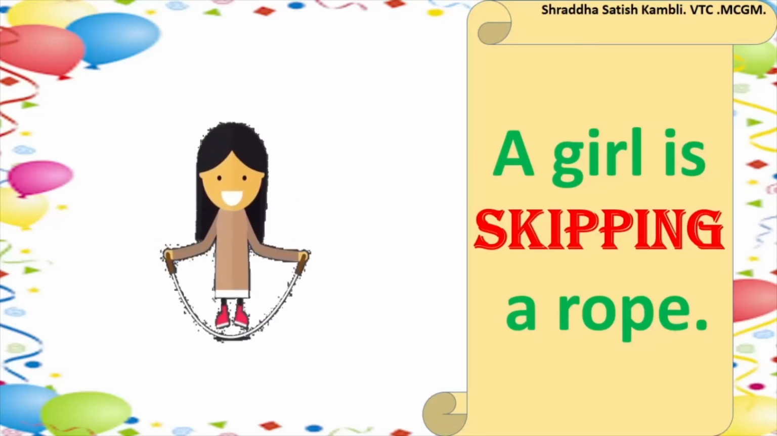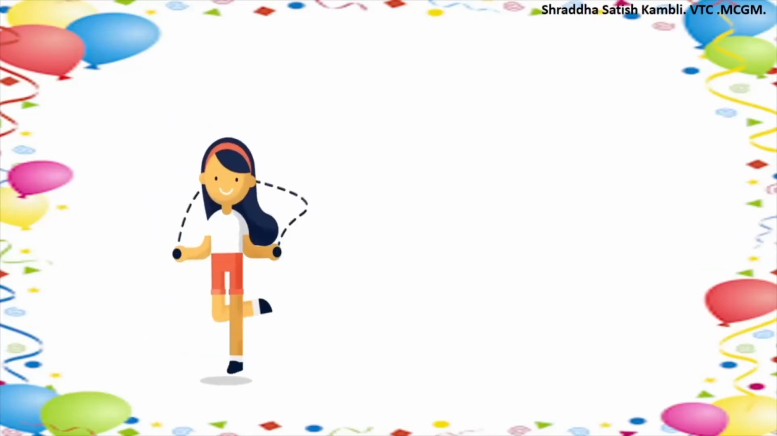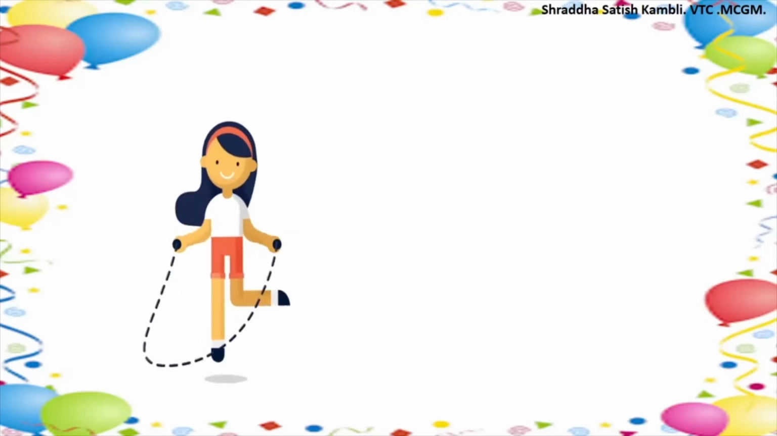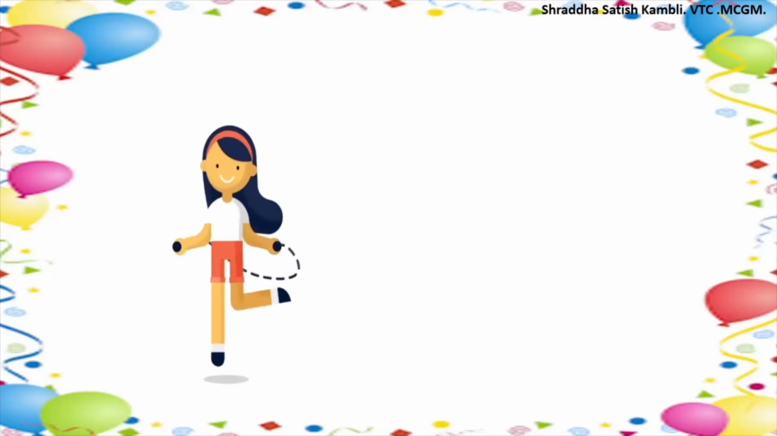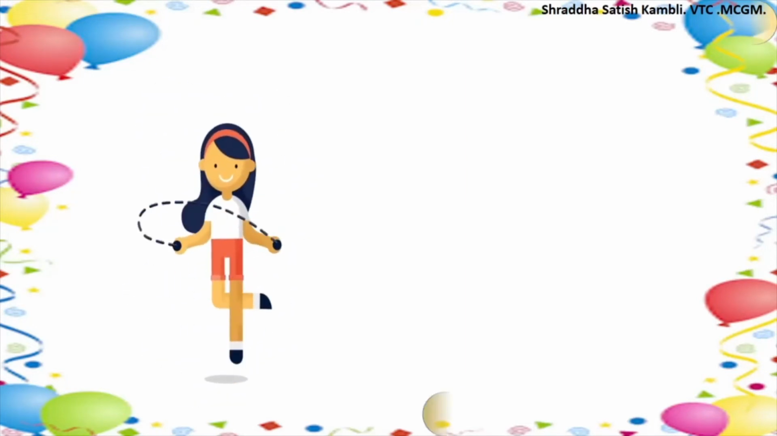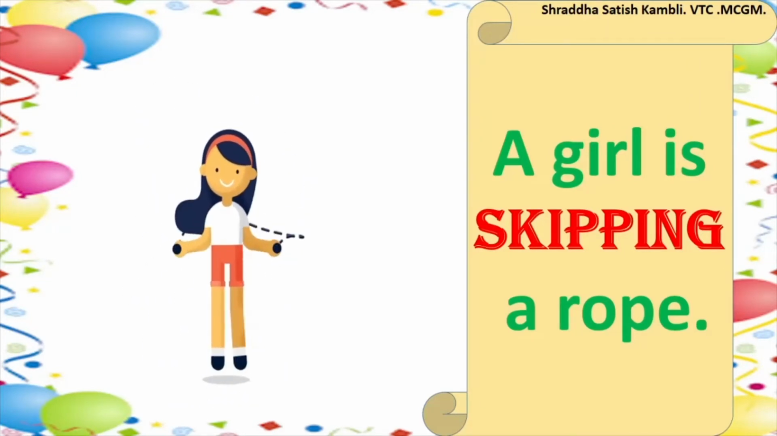So look at this picture and say what she is doing. A little different action, okay? See, she was skipping with both legs and now she's skipping with one leg at a time. So what is she doing? Come on, say it. Very good. The girl is skipping a rope.